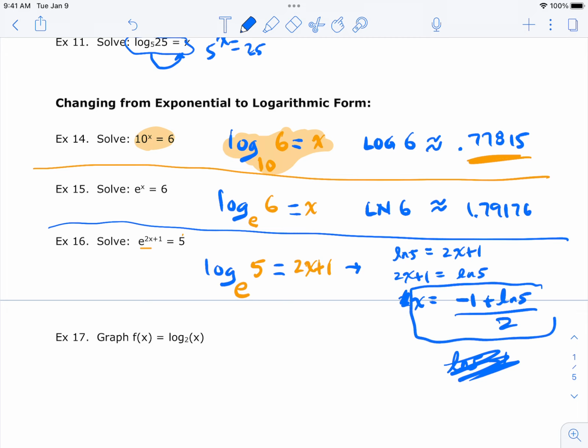So here's a really nice answer. -1 plus the natural log of 5 all over 2. Yeah, I could have pushed the button on my calculator, what's the natural log of 5, but I'd end up with one of those gross-looking decimals. My answer would lose accuracy, so let's just not.